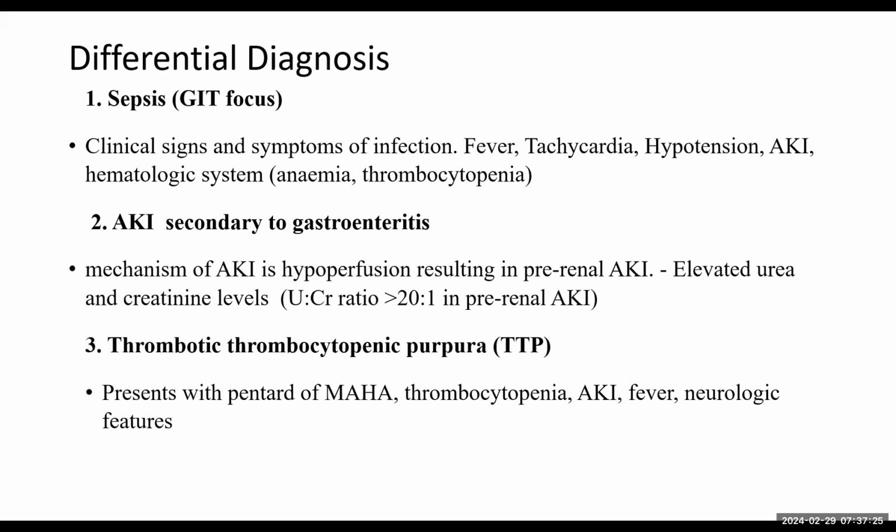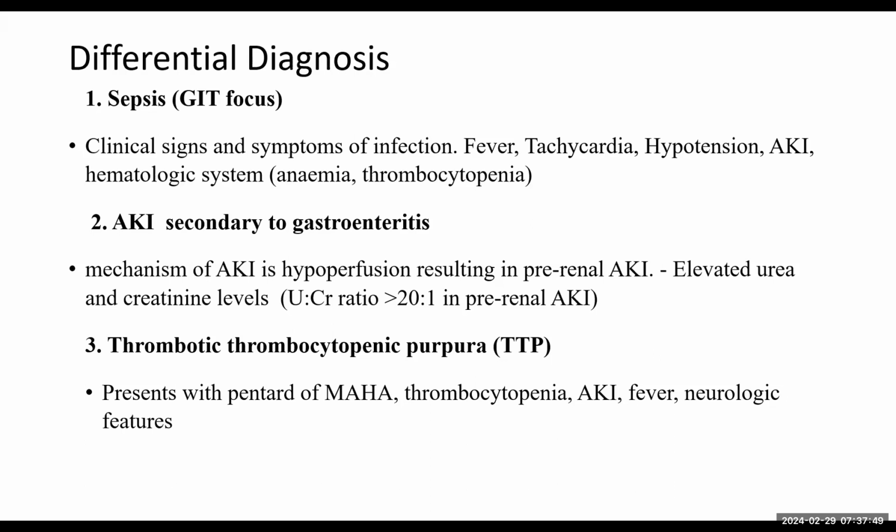So the other differentials entertained would be sepsis. Obviously, because of the symptoms the patient presented with, the patient has features of infection: the fever, tachycardia, and the blood pressure going towards the lower side, with the AKI and then the hemolysis. With that system involvement, of course, in sepsis you can have anemia from hemolysis as well.